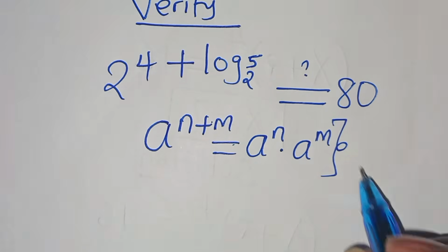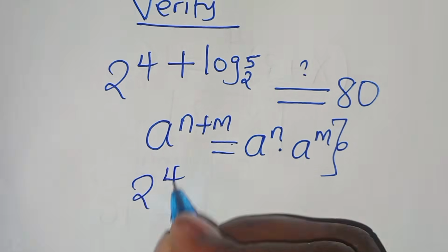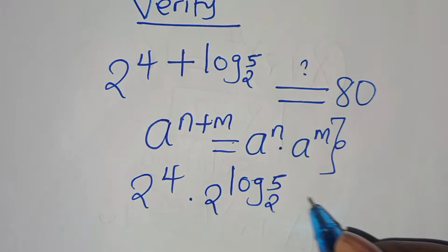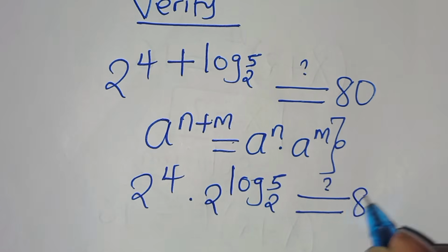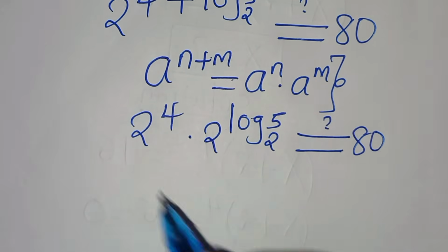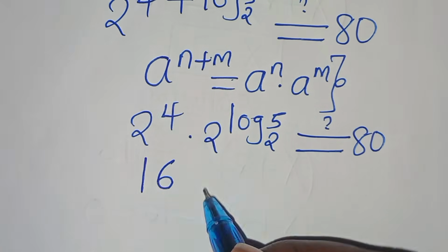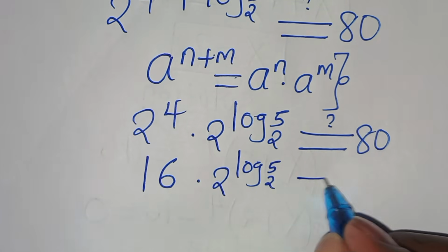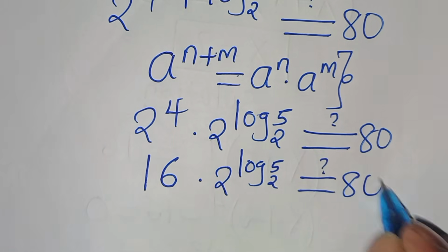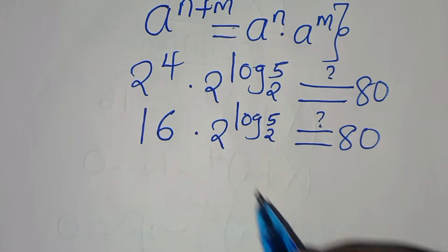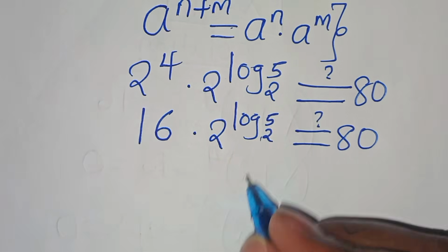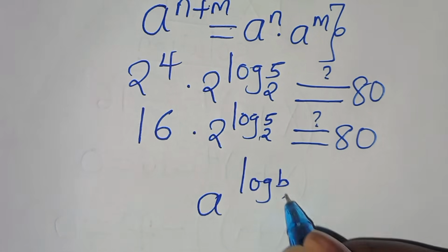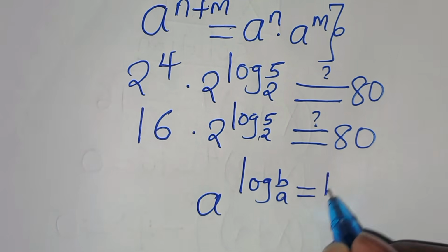Applying this exponent property, then we have 2 to the power of 4 multiplied by 2 to the power of log 5 to base 2. This is supposed to give us a value of 80. Now 2 to the power of 4 is equal to 16 multiplied by 2 to the power of log 5 to base 2. This should give us a value of 80. Now 2 to the power of log 5 to base 2 is again in the form of a raised to the power of log b to base a, and this should give us a value of b.